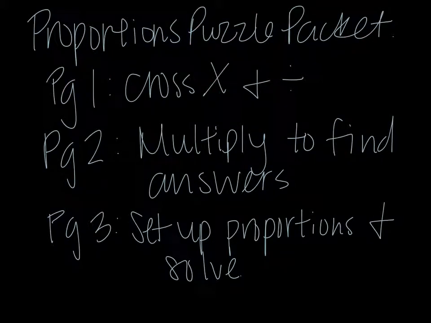Now that you finished watching the video, I want you to complete the proportions puzzle packet. On page 1, you'll cross multiply and divide. On page 2, you'll multiply the two numbers in the problem to solve. Number 10, I believe, is the dividing one. And then page 3, you have to set up your own proportion like we just did and solve. Each of these will answer the question at the top of the page on the packet.